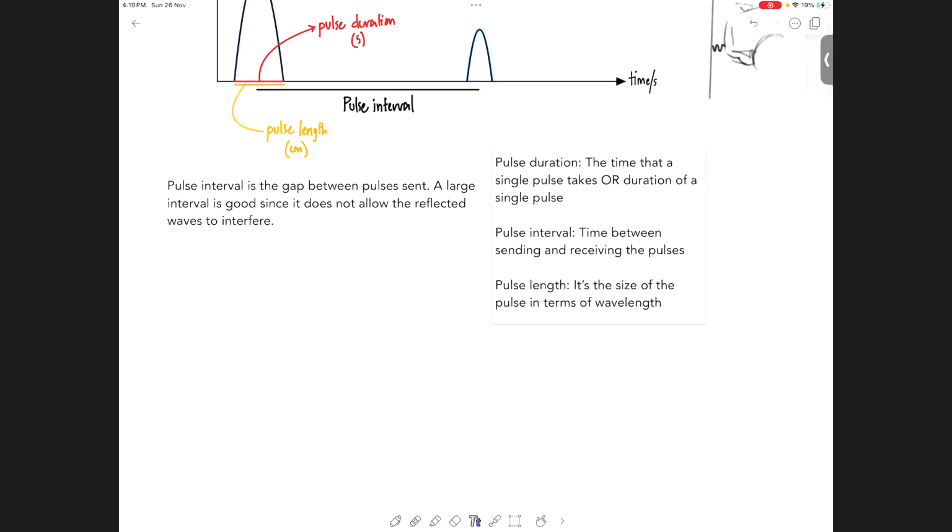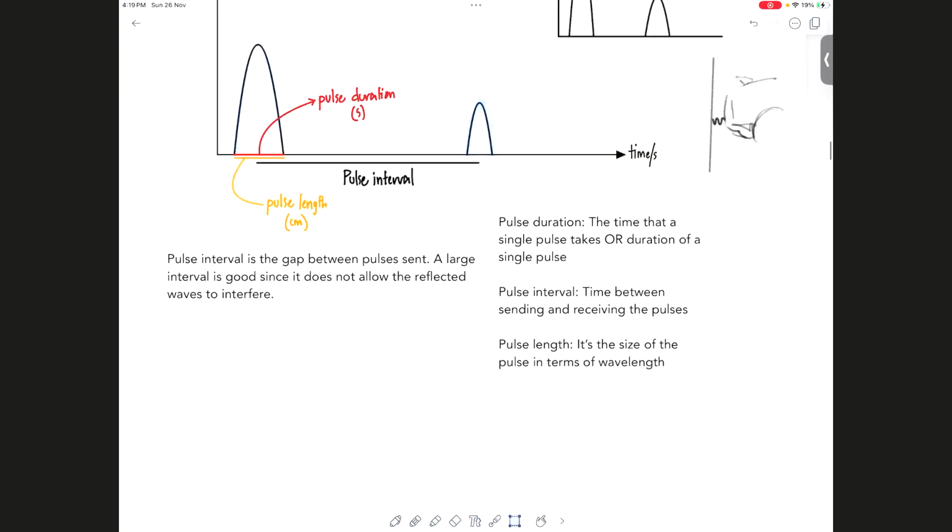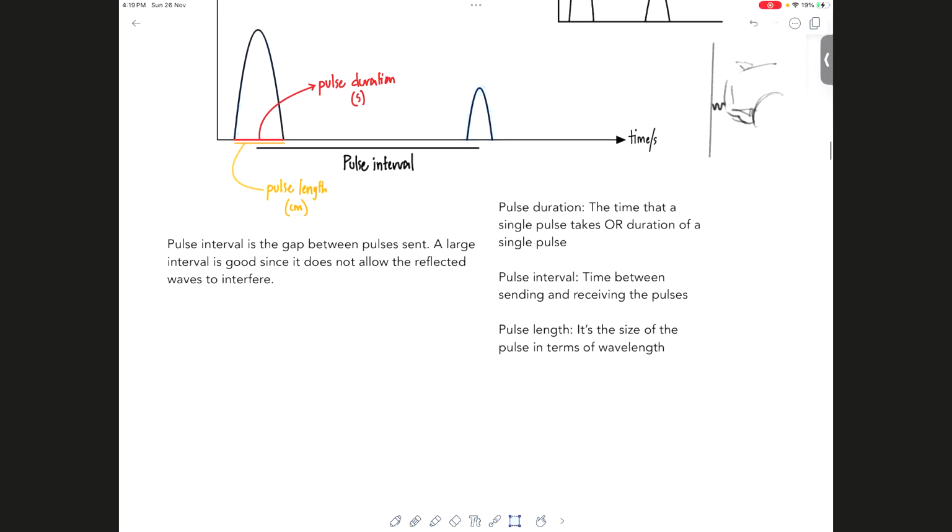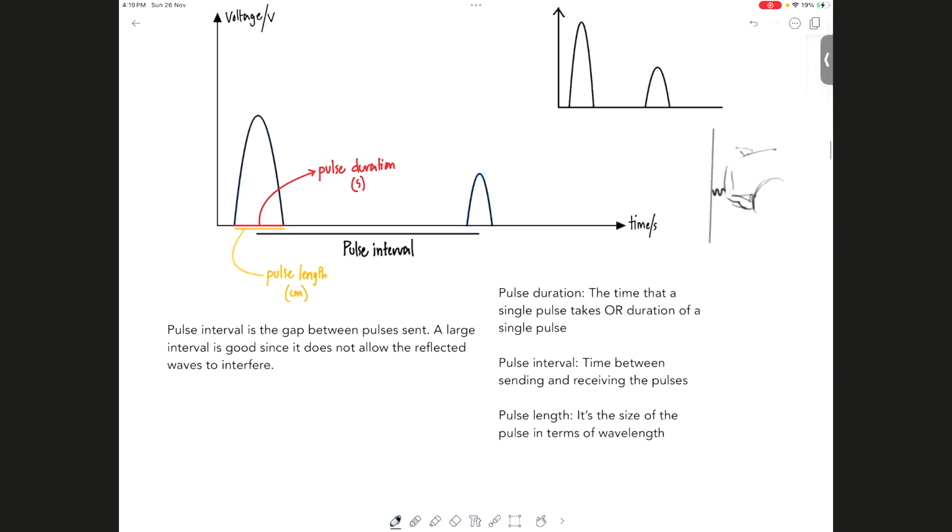Could you show the car going back analogy again? Yeah, I'll draw that and show. And the y-axis represents your intensity. So that's your intensity of the wave sent, and this is intensity received. And it's lower because of energy loss.